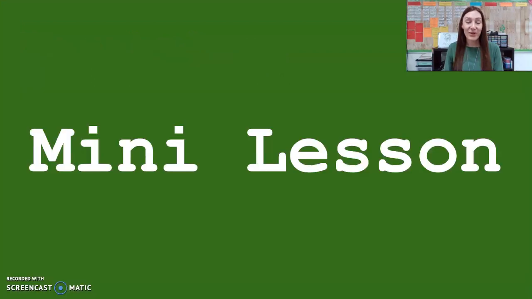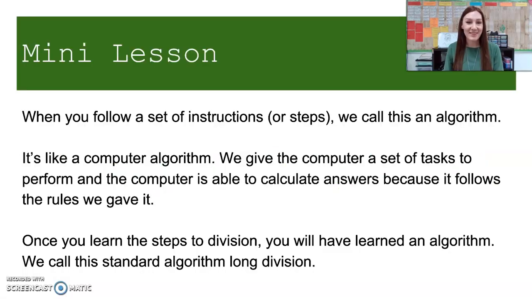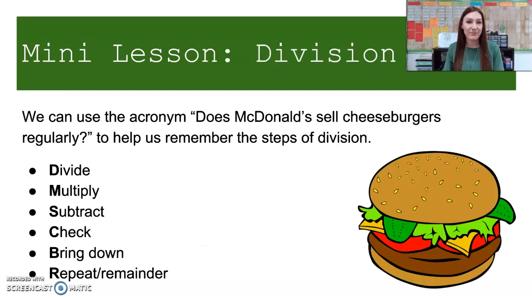All right, let's go ahead and jump into our mini lesson. So when you follow a set of instructions or steps, we call this an algorithm. It's like a computer algorithm. We give the computer a set of tasks to perform, and the computer is able to calculate answers because it follows the rules we gave it. Once you learn the steps to division, you will have learned an algorithm. We call this standard algorithm long division.